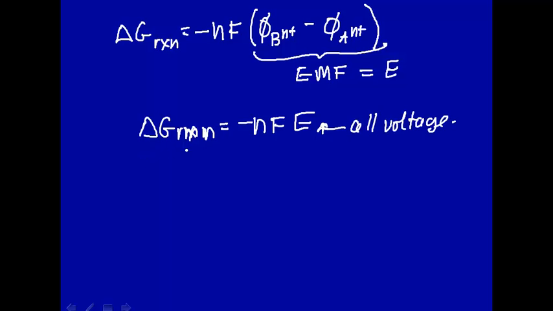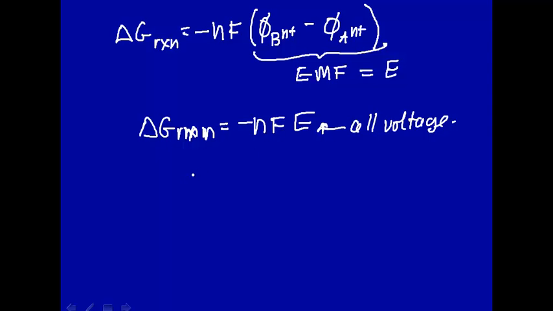So now everything we said about delta G of a reaction can be recast in terms of cell voltage. So cell voltage is just another way of measuring free energy changes, and there's a proportionality constant, the number of electrons transferred in the reaction times the Faraday.